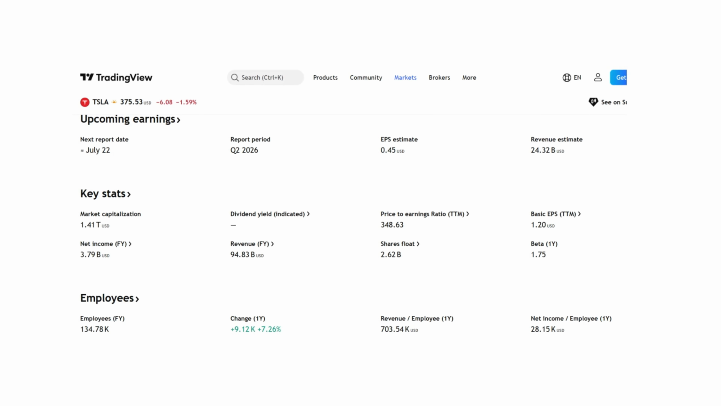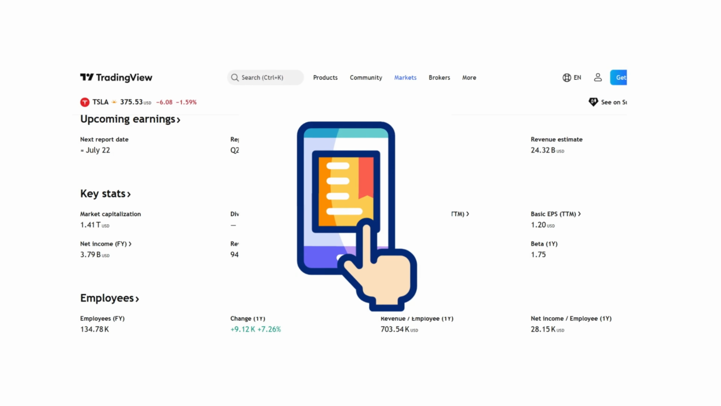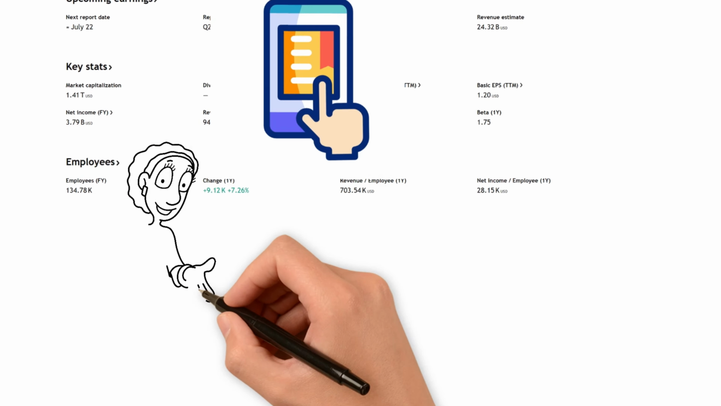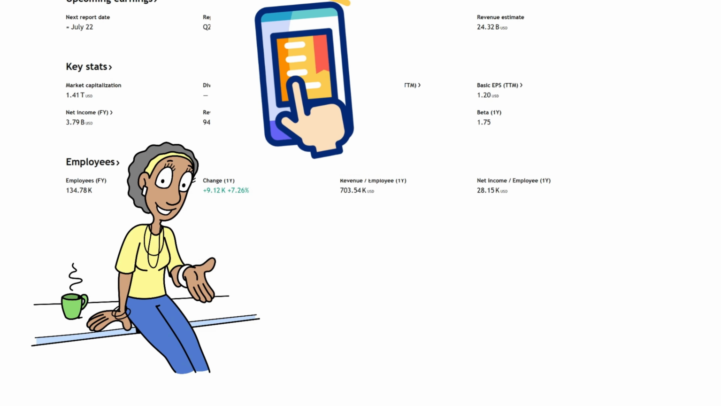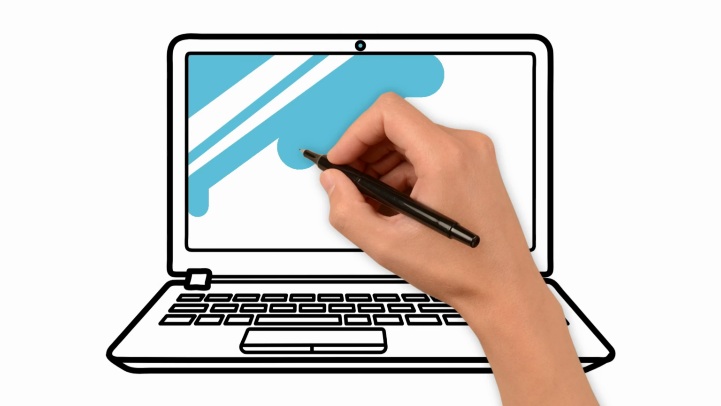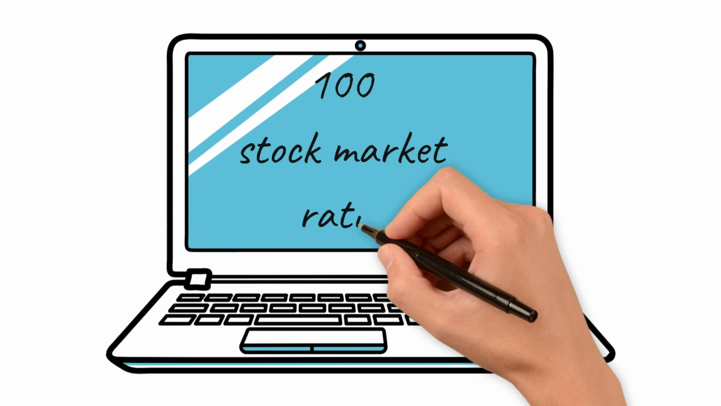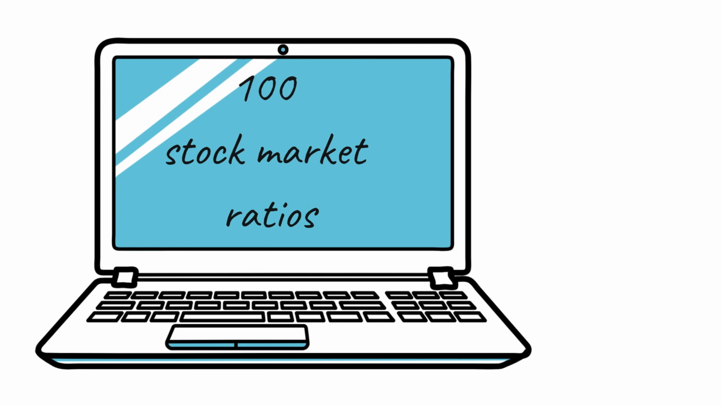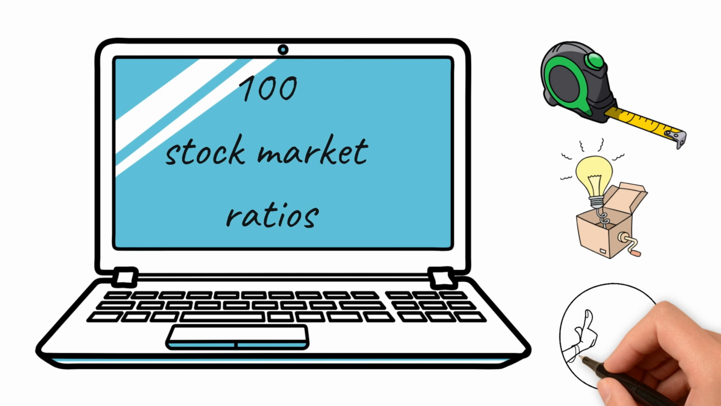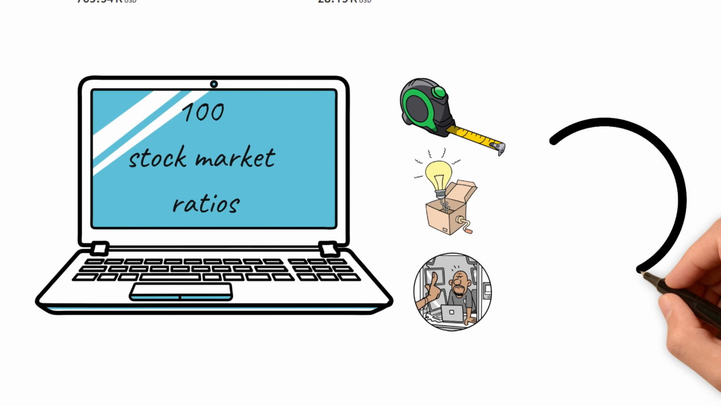There are numbers on every single stock page, and most investors scroll right past them because nobody ever sat down and explained what they actually mean. Today, we fix that. This video covers over 100 stock market ratios in plain language, what each one measures, why it was invented, and what it tells you before you spend a single dollar.